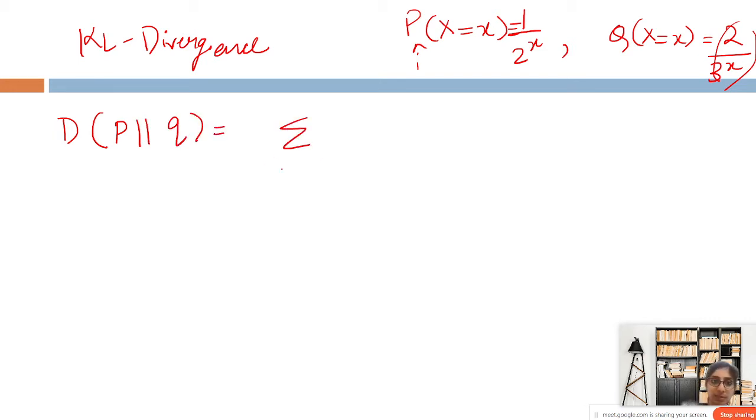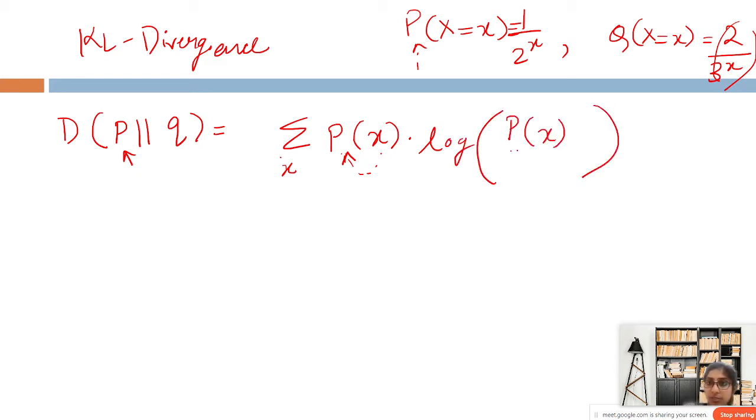you will take the summation over x. What is the probability of x following this probability distribution? Whatever comes here first, that you will write here, followed by the sigma term, and in them you will have this logarithmic value, p of x upon q of x.